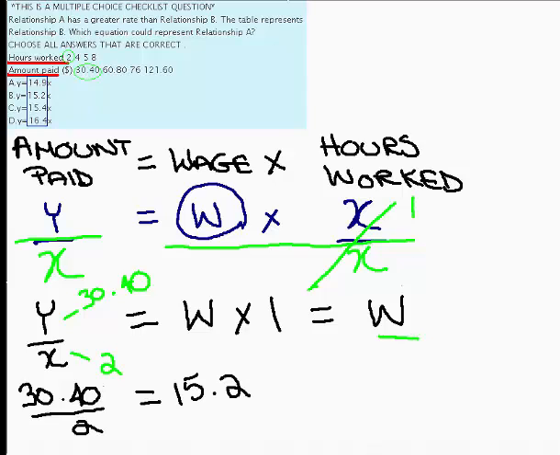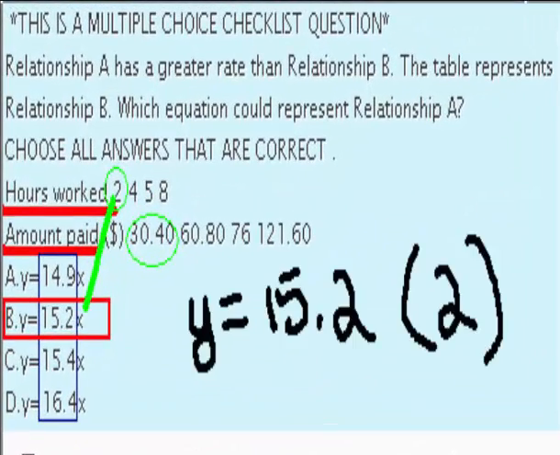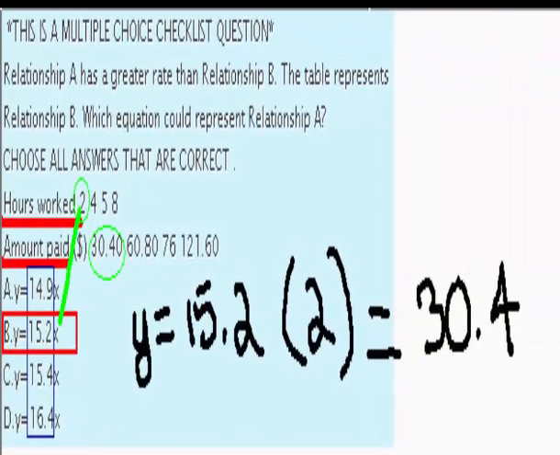Now if you go back to your multiple choice options, you can see that 15.2 is one of the options, option B. Now Cool Cat Cutie, if you were writing a test and you wanted to be absolutely sure that this is the correct answer, you could plug 2 into the variable x and see whether it solves for y, $30.40. If we write y equals 15.2 times 2, you will find that it is in fact $30.40.